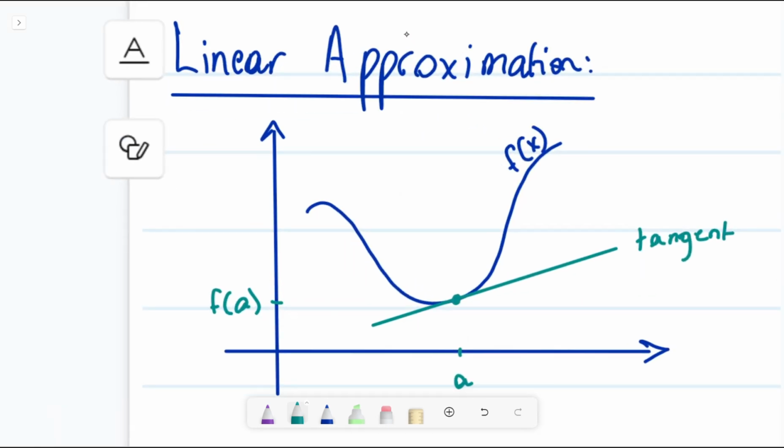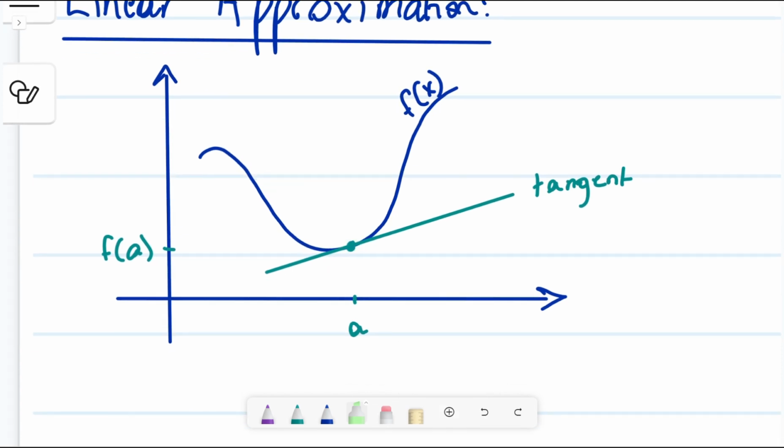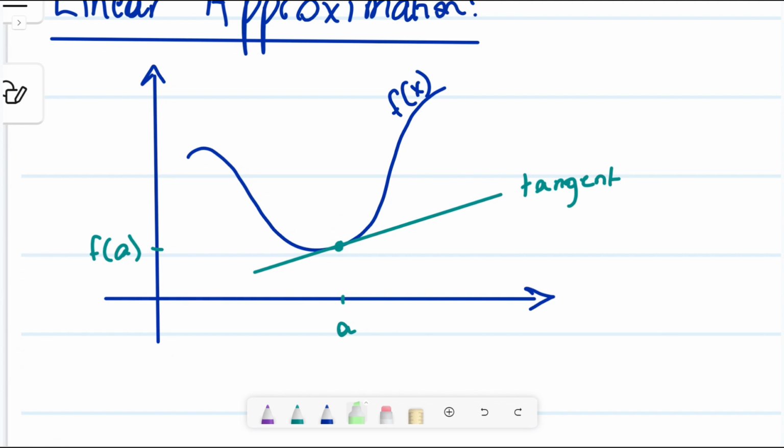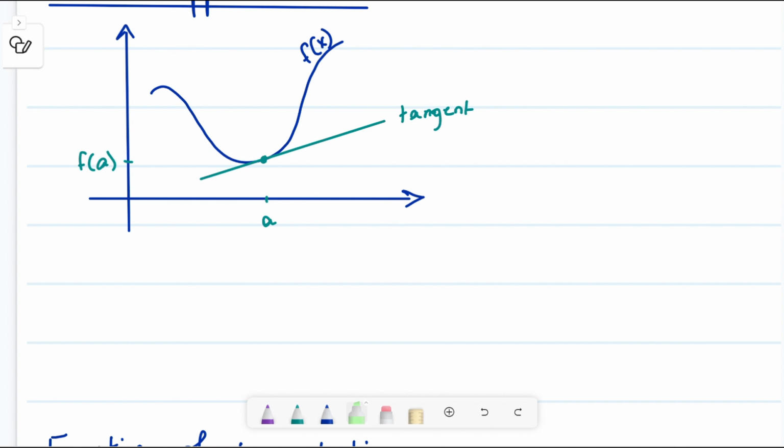So to start with, let's say we have this graph and we have a function f of x, and let's say this is our point A, and at the point A, the x value is A and the y value is f of A. So at point A we draw the tangent line. What we will do is try to find the equation of the tangent line.